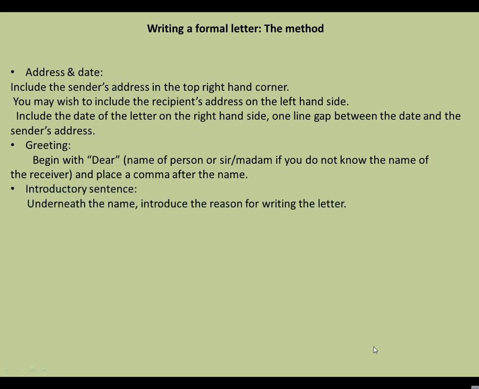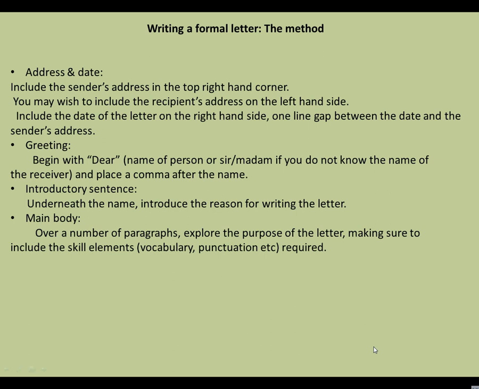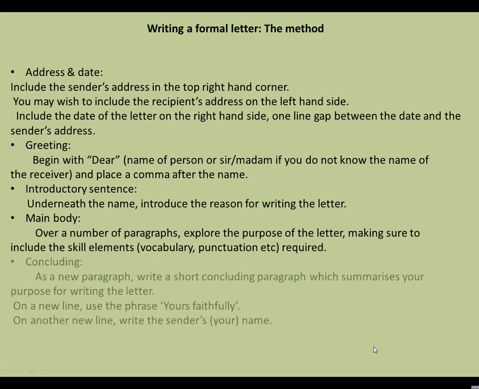Next is the introductory sentence. So underneath the name, you leave a line and you write against the left-hand margin, you introduce why you're writing this. The main body, number of paragraphs, this is the real detail. You explore what you're writing about using all those skills that we've already referred to. Concluding, new paragraph, you write a short conclusion suggesting what you're looking for in the future. You then, on a new line, need to write yours faithfully, because yours sincerely suggests you know the person intimately. And then on another line underneath, you write your name.